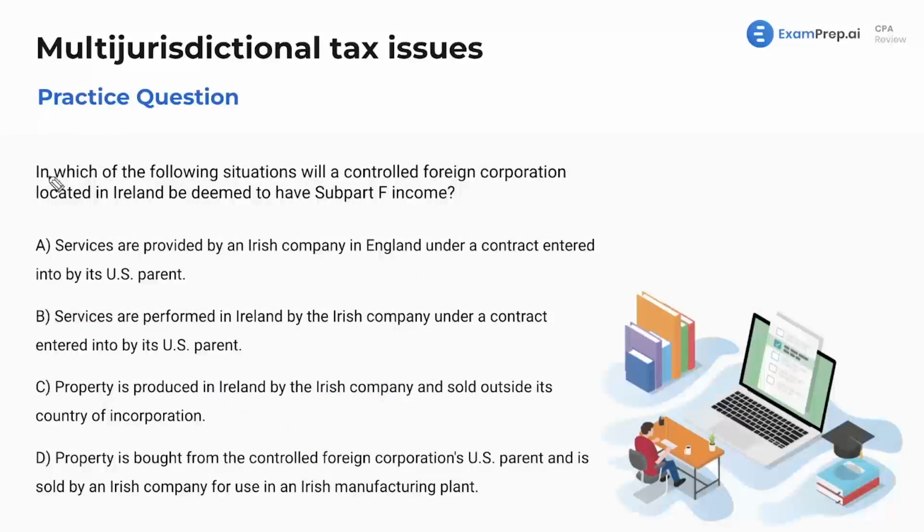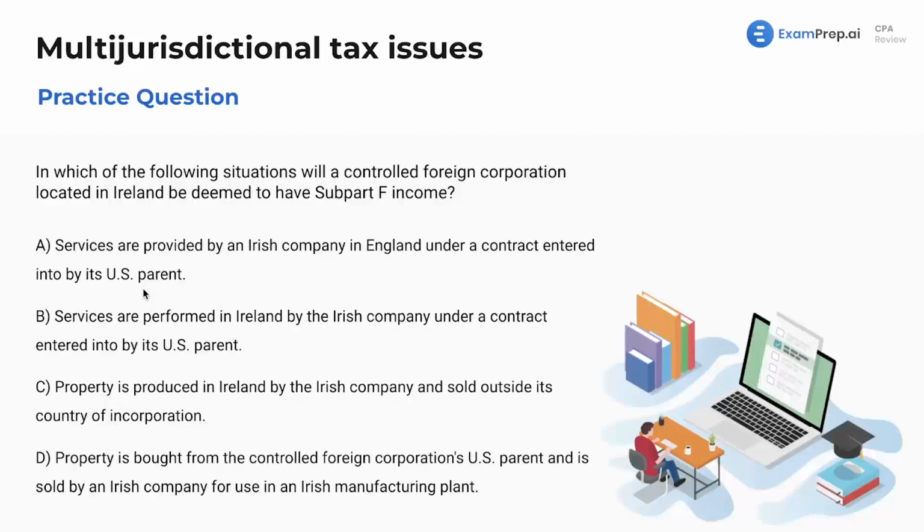Starting off here, in which of the following situations will a controlled foreign corporation located in Ireland be deemed to have subpart F income? Let's just go through each particular answer and see what we want. Letter A: Services are provided by an English company, an Irish company in England, under a contract entered into by its U.S. parent. What are our thoughts with that?